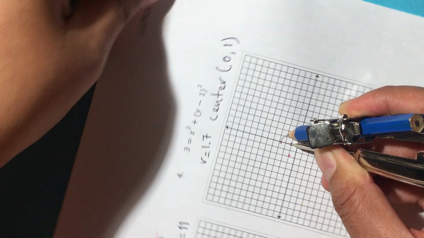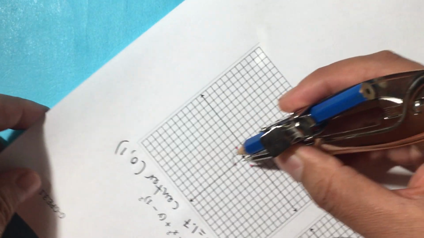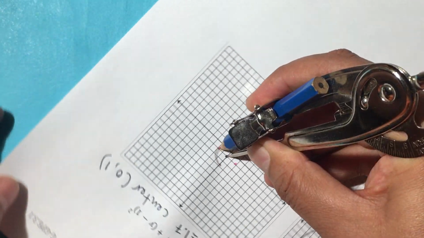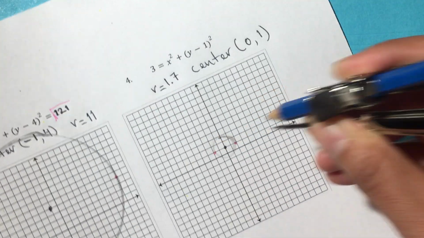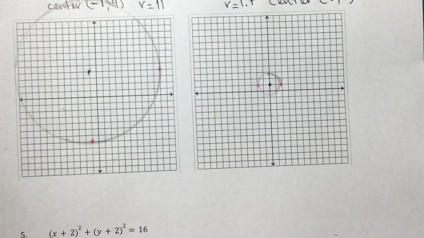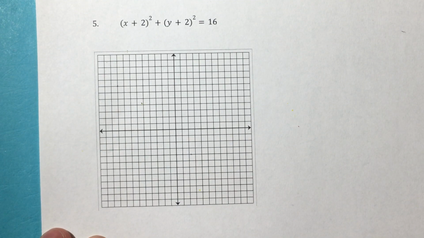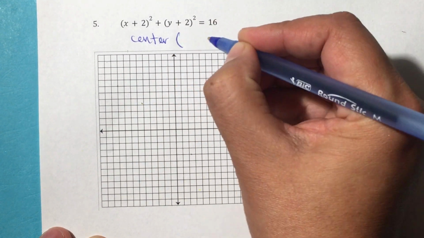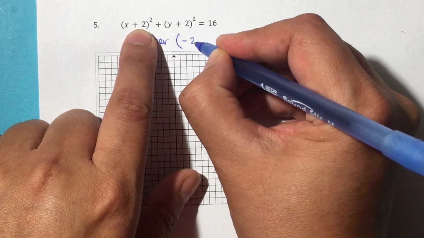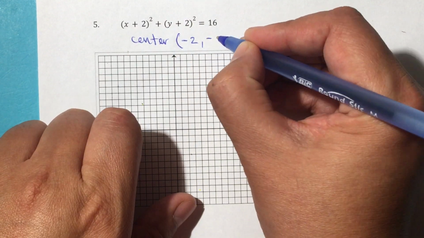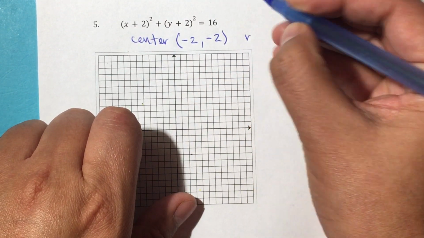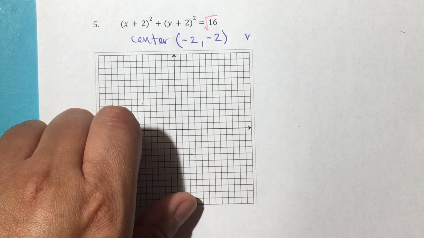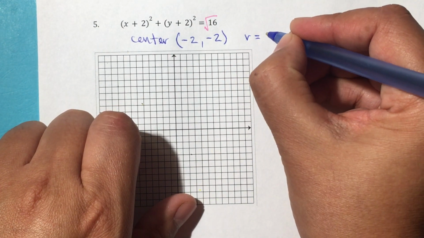And for this one, I will turn the paper. See, it's moving on me. There you go. More or less. Okay, number 5. The center, again, is the opposite of x, so -2. Opposite of y, also -2. And the radius is taking the square root of 16, so that's going to be equal to 4.